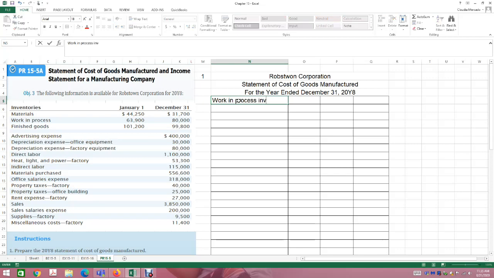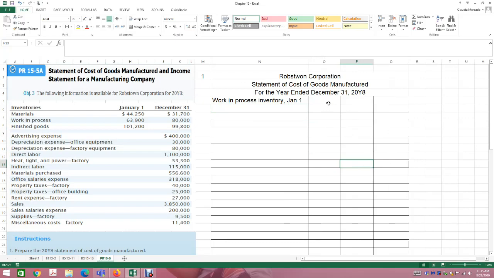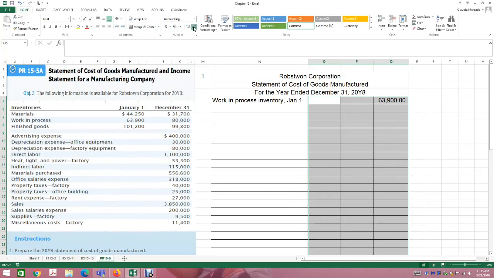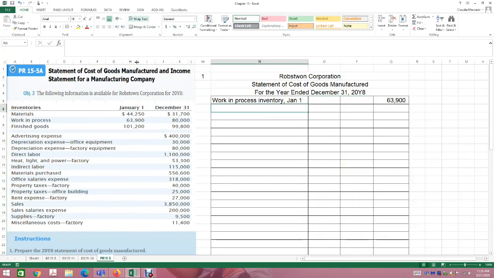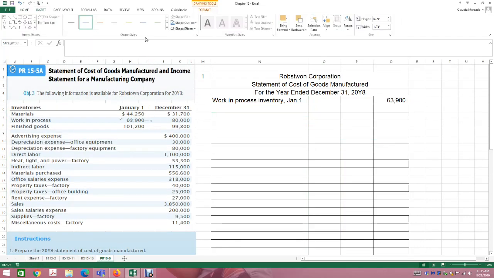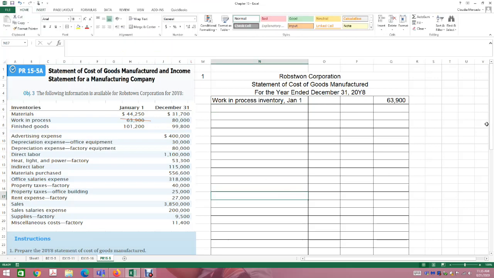Work in process inventory as of January the 1st. So my beginning work in process inventory is $63,900. Now let me put some commas here. So I've used that number. Let me start scratching off, that way I don't get confused. Next, we're going to figure out our direct materials for this particular period.